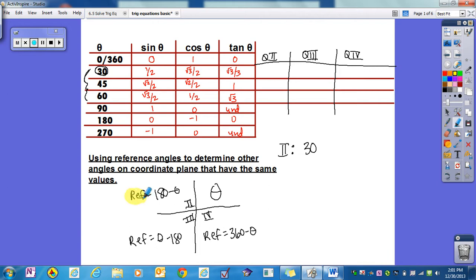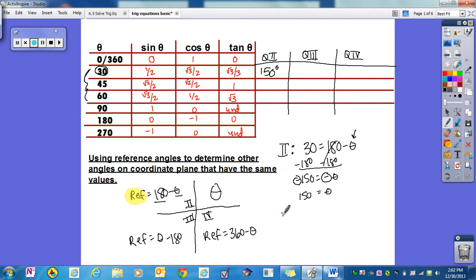So that means in quadrant 2, 30 degrees, which is my reference angle, equals 180 minus theta if I want to figure out what that original angle was. So I have to subtract 180 on both sides. So I get negative 150 equals negative theta. But this negative and this negative both change to a positive if I want to get a positive theta. So theta equals 150.